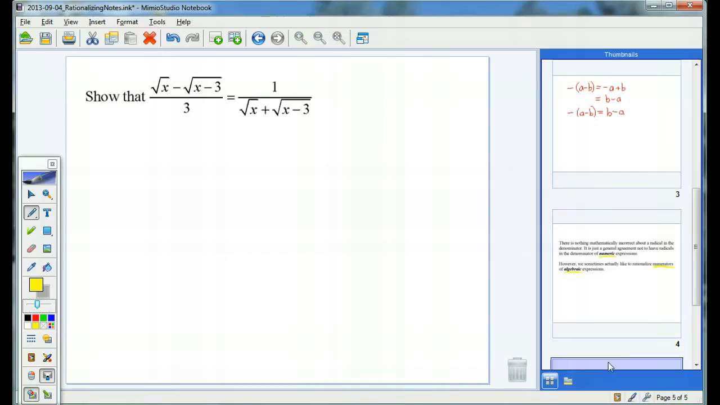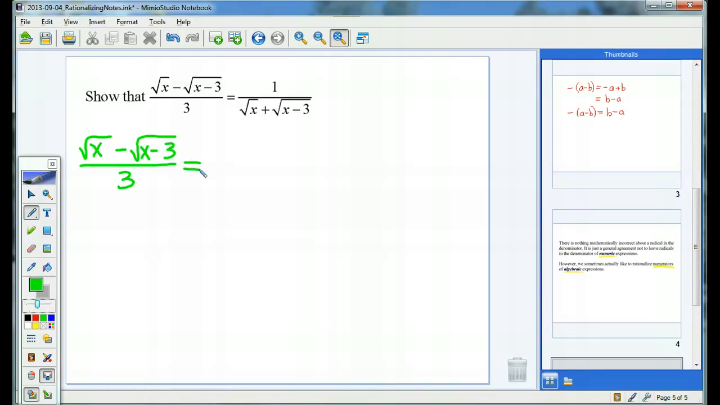So here's our final example. We want to show that the square root of x minus the square root of x minus 3, all divided by 3, is equal to the expression 1 divided by the square root of x plus the square root of x minus 3. When you are asked to show that something is true, that an equation is true, you cannot work with both sides of it, for example, multiplying both sides by something, because that would already be assuming that it's a true equation. The way that we show that an equation is true is we begin by working with one side of the equation as an expression and manipulating, moving left to right, top to bottom, manipulating it until we actually end up with the other side.